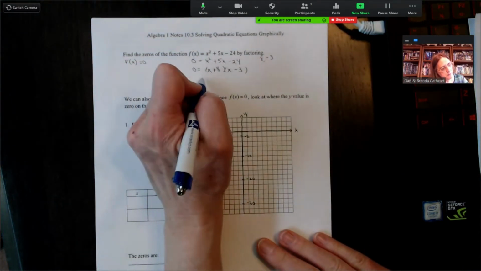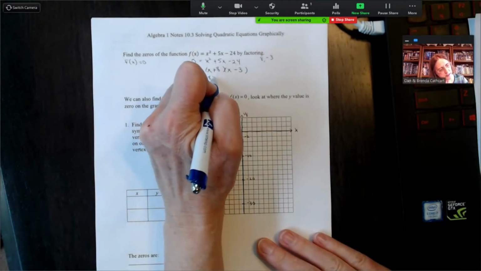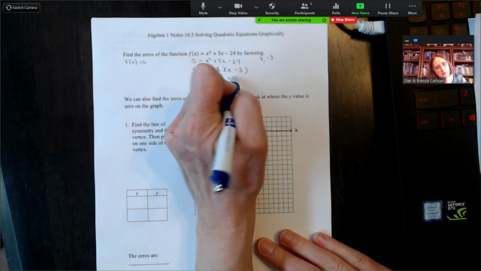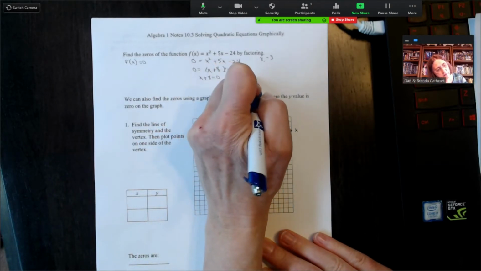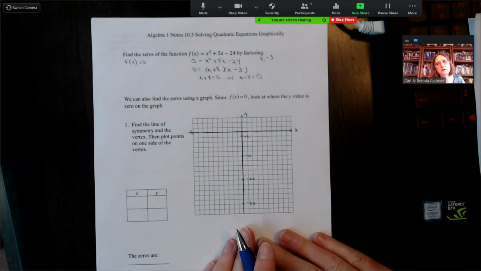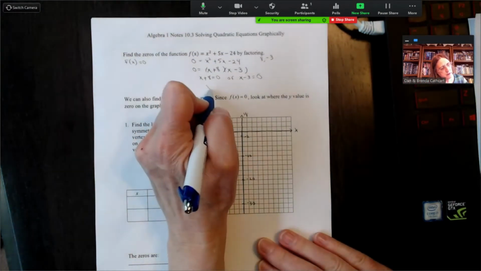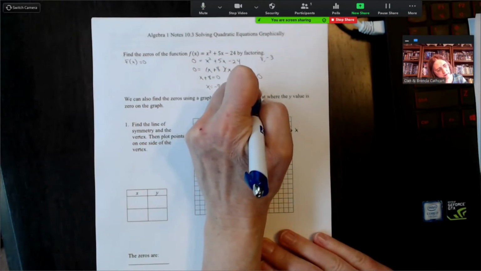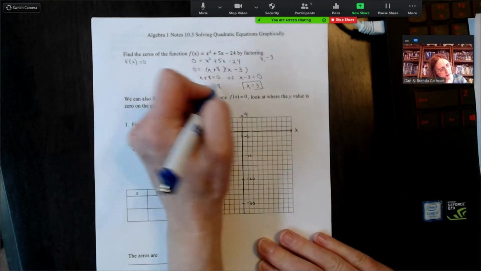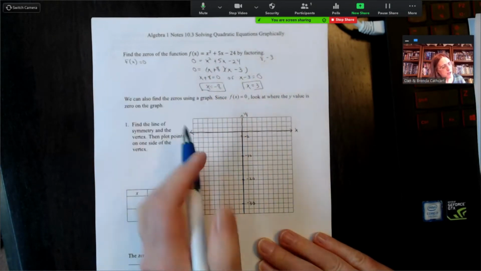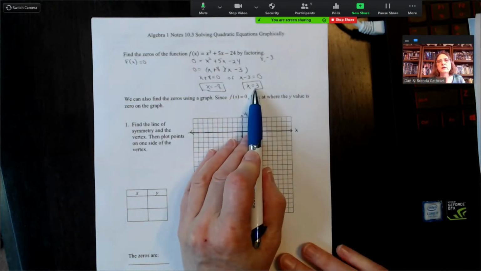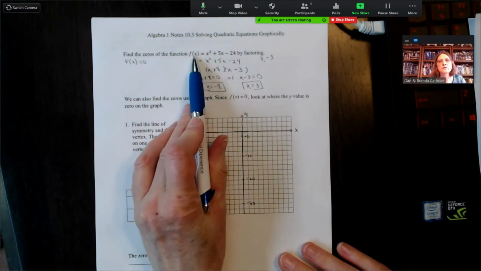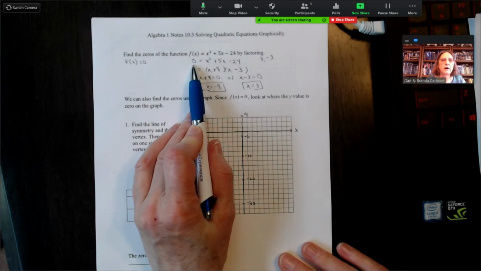Set each factor equal to 0. We have x plus 8 equals 0, or x minus 3 equals 0. Solving each one of those, we get x equals negative 8, or x equals 3. So when x is negative 8, or when x is 3, the function value is equal to 0.